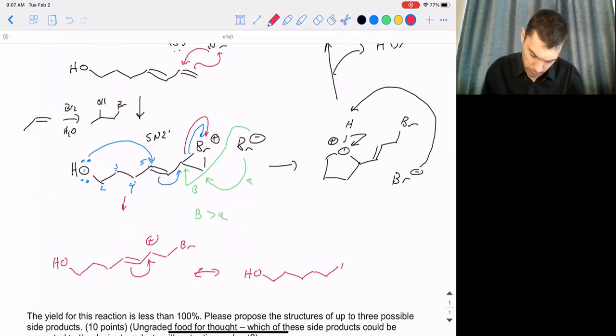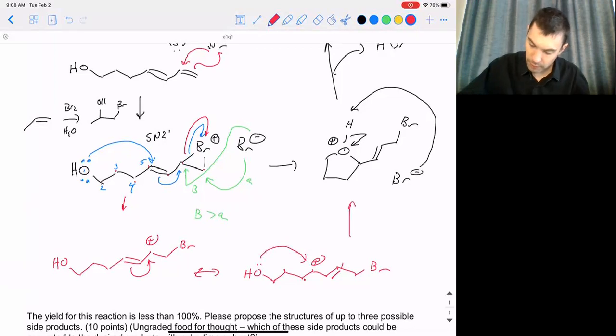1, 2, 3, 4, 5, 6, 7. 1, 2, 3, 4, 5, 6. Yep, forgot my carbon count there. Br, and then let's see here, we need a double bond here, and then the carbocation there. And so now we can have the attack, and that gets us to here.